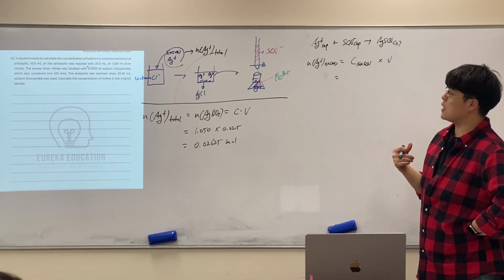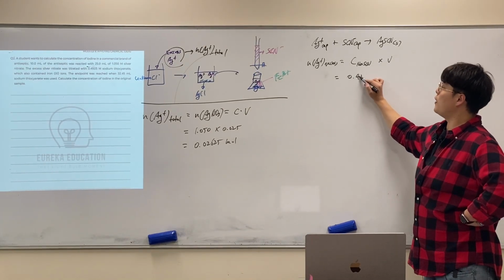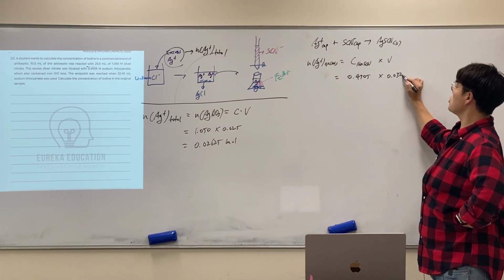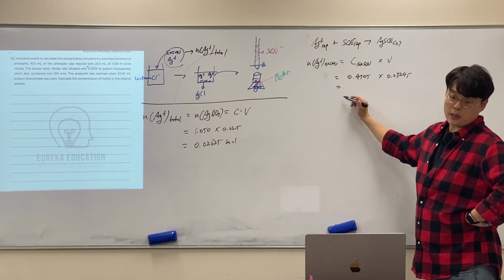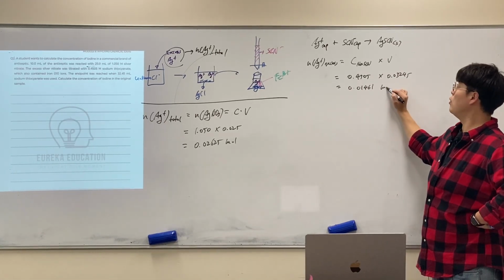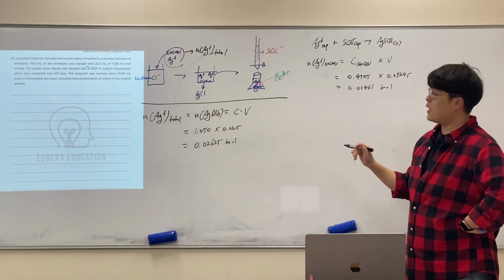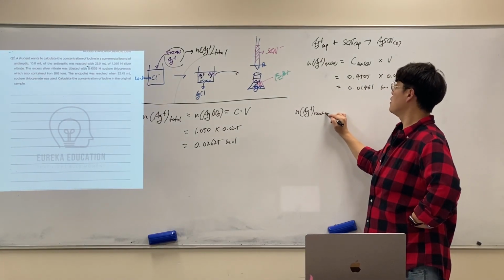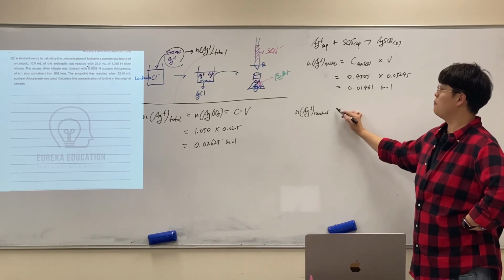The concentration of the thiocyanate was 0.4505. That times that 0.03245 here again too. Then you should get the value of 0.01461 mole. Good? Now, finally, we can find the silver that's reacted or formed the precipitate by how?